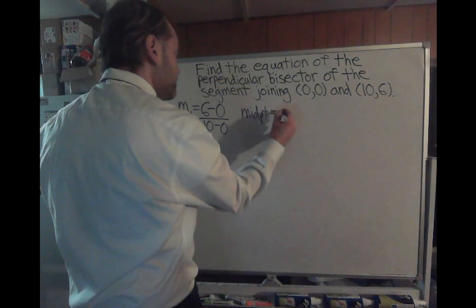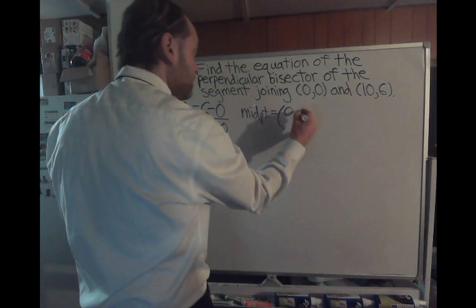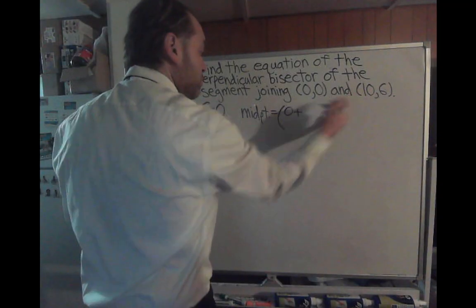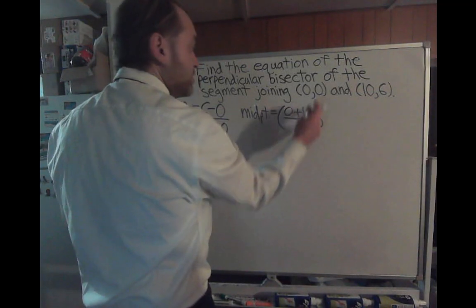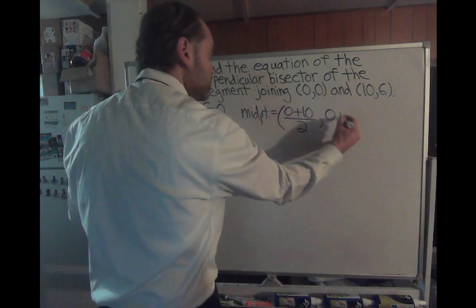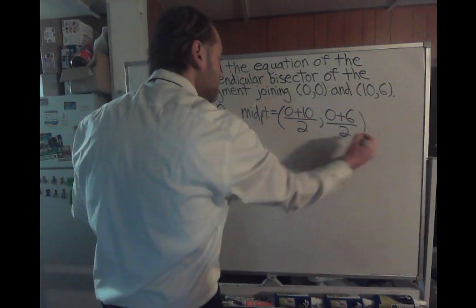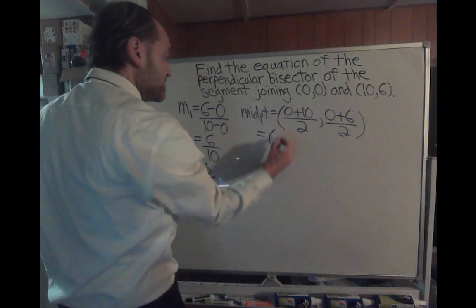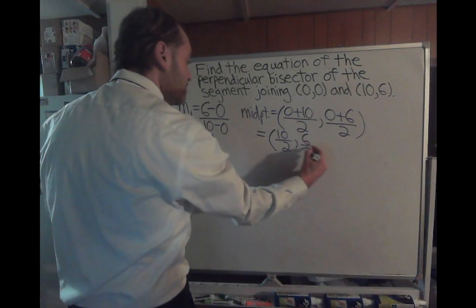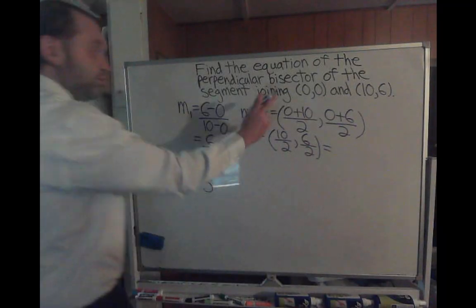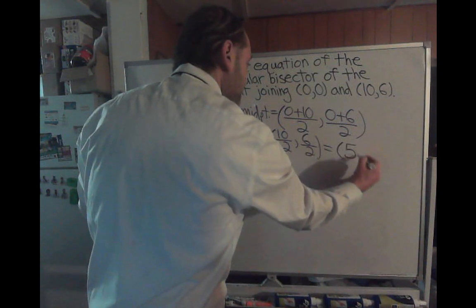If we remember the equation of the midpoint, it's going to be your x1 coordinate of 0 plus your x2 coordinate of 10, all that divided by 2, and then your y1 coordinate of 0 plus your y2 coordinate of 6, all that divided by 2, which would give you, of course, 10 over 2, and then 6 over 2, giving you the midpoint of this segment here would end up being 5, 3.